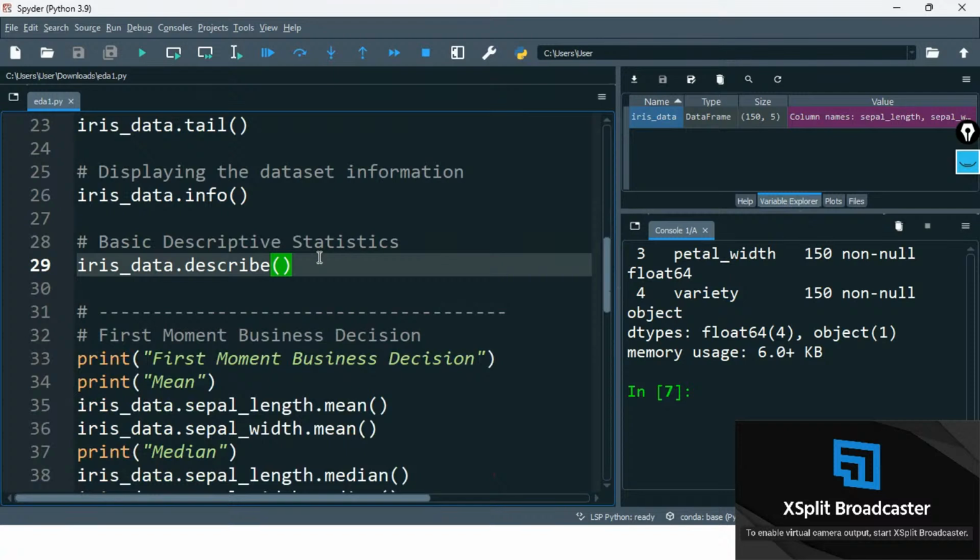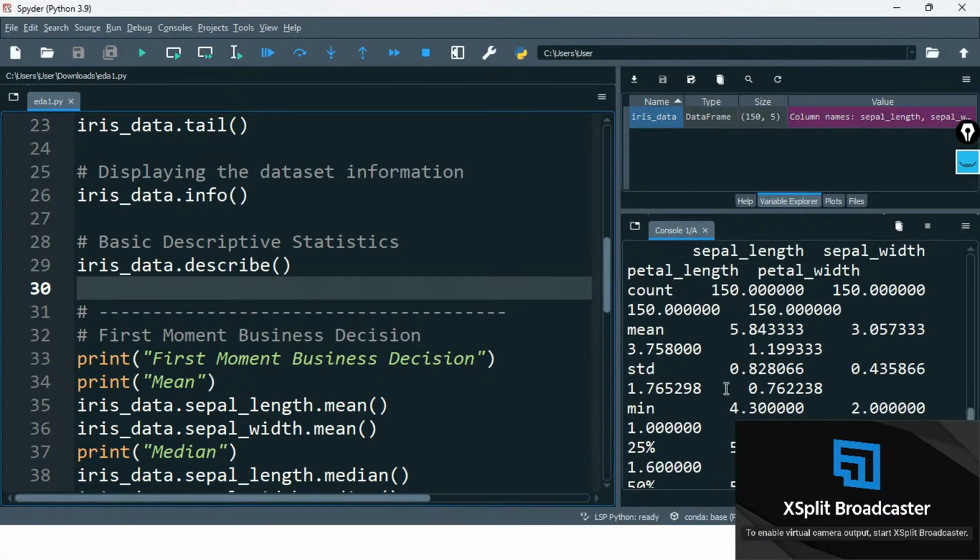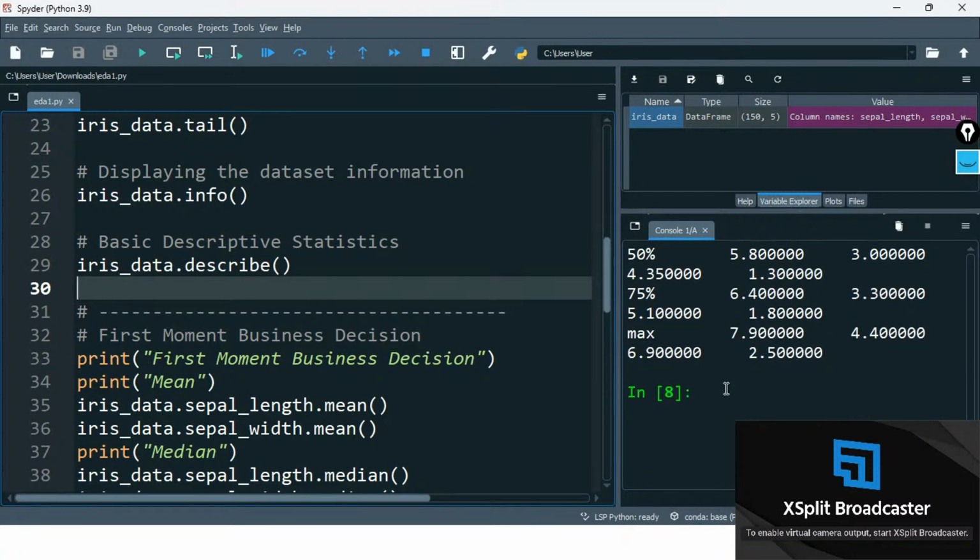And the describe function, in total, returns 8 values. One is count, second is mean, third is standard deviation, fourth is maximum, fifth is minimum, then sixth is the 25th percentile, seventh is the 50th percentile, and eighth is the 75th percentile. So let us get all the values. These are the values. Just to understand the data in one line, you can use the describe function.